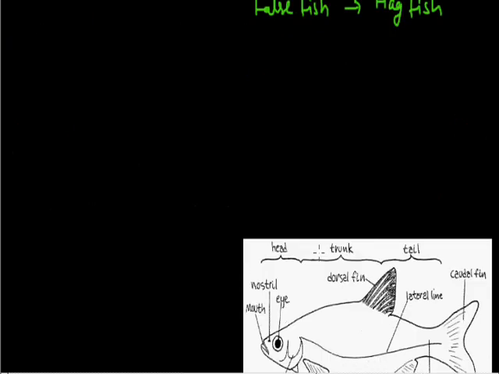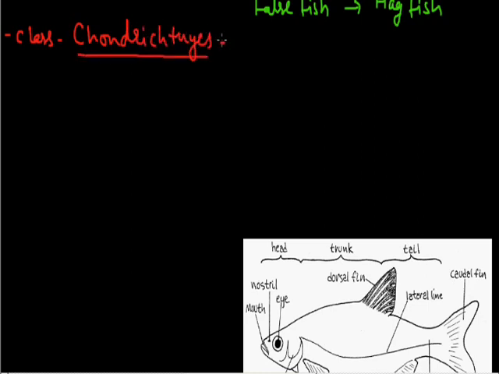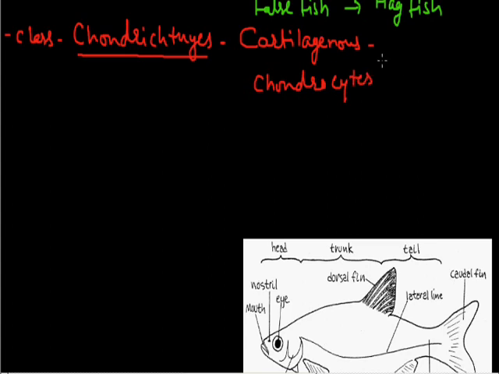Now we discuss the next class, which we call Chondrichthyes. Chondrichthyes means the fishes which we call cartilaginous fishes. Cartilage is a type of tissue made up of cells, and the cells of cartilage we call chondrocytes or chondroblasts. So these fishes are called Chondrichthyes.